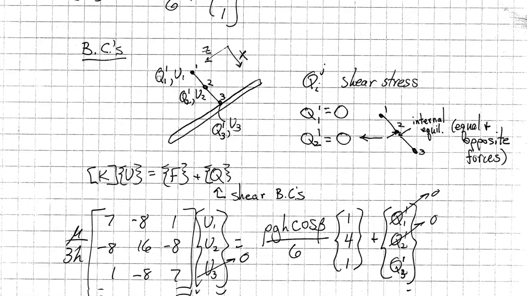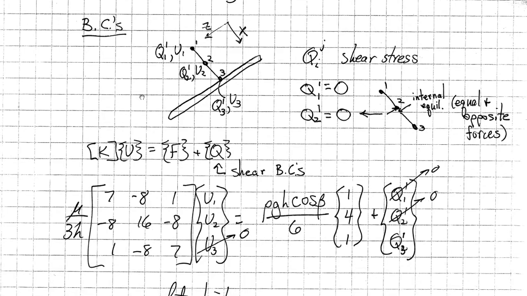Alright, so let's come back to the physical problem and our boundary conditions. So we have these three nodes, 1, 2, and 3, same coordinate system, same flat plate. We're defining the nodal velocities as u1, u2, and u3, and our flux q1, q2, and q3. So this is all over one element. These Q's are my shear stress.